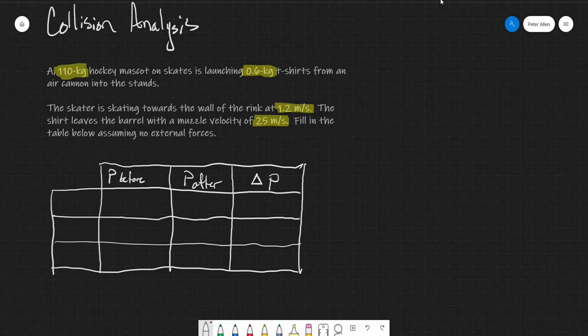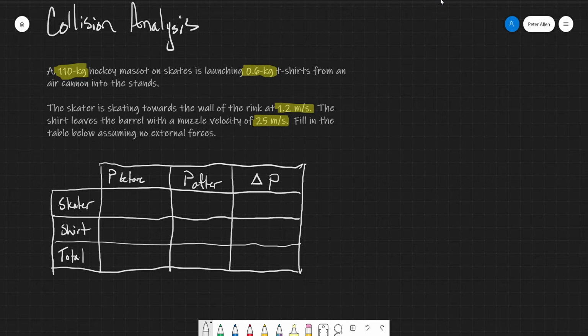What we're going to do over here is identify the things that we have. So we have a skater, and we have a t-shirt, and we have the total momentum of both of them. To fill this in, we need to figure out the momentum of each thing beforehand, and the momentum of each thing afterwards, and then this is going to be our changes in momentum.